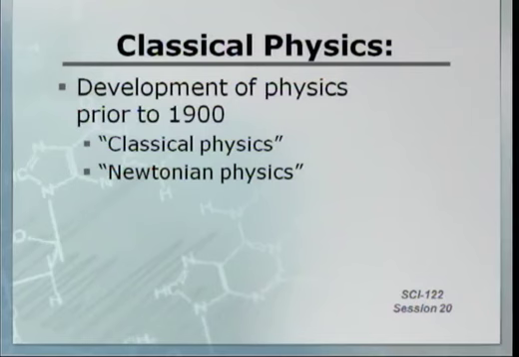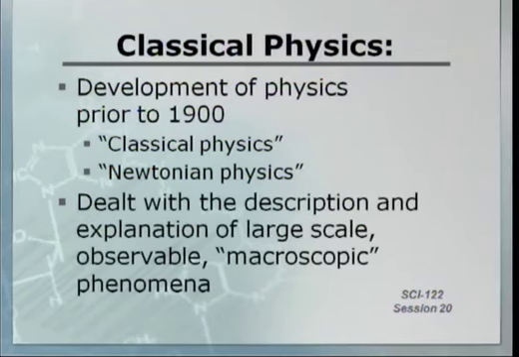And the problem, of course, is that this was kind of limited to things that we see on a macroscopic scale. So basically, this dealt with the description and explanation of large-scale observable macroscopic phenomena. When we look at a different situation, when we change now from the macroscopic view to a microscopic view, things look very, very different. So for example, after the 1900s, something different came about.